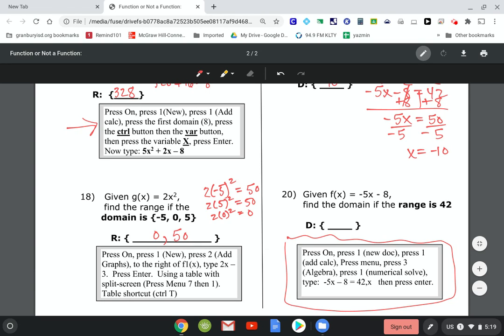So a lot of this is practicing using your calculator functions, which will come in quite handy when you're working later on with quadratic equations as well. Quadratic is where the x is squared instead of just a single x like that.